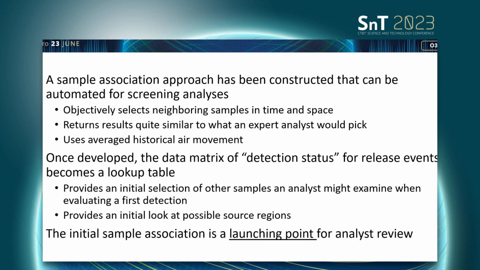So in conclusion, we constructed a basic sample association scheme that's objective, and it returns results that are similar to what a human would pick, but overnight when the human's asleep, I hope, and uses averaged historical air movement. Once developed, this affinity matrix just becomes a lookup table. And we think that this initial sample association is just a launching point for analyst review.